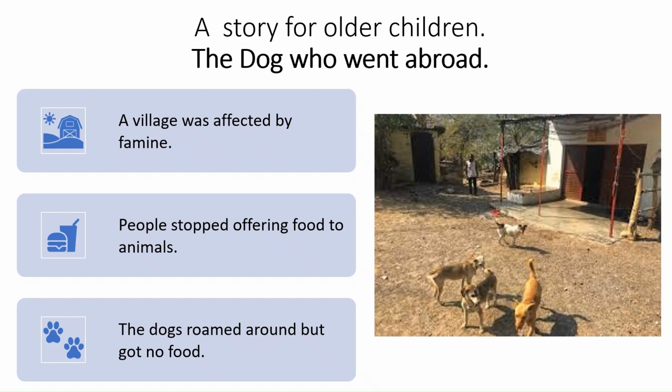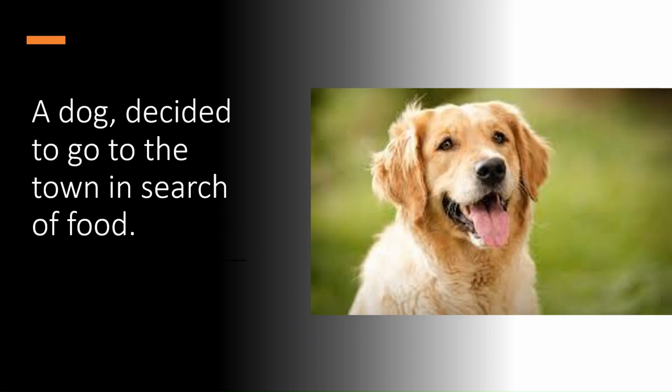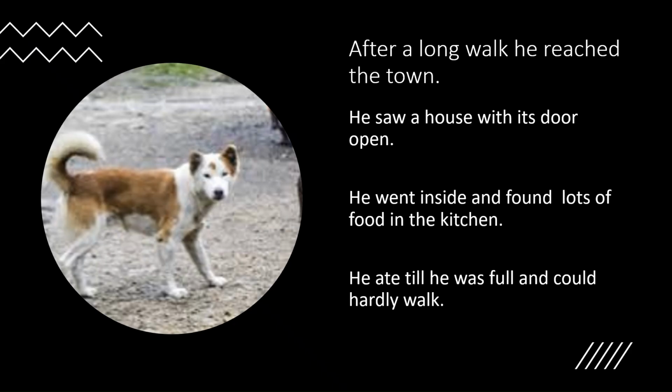The dog who went abroad. A village was affected by famine. People stopped offering food to animals. The dogs roamed around but got no food. A dog decided to go to the town in search of food. After a long walk, he reached the town. He saw a house with its door open.